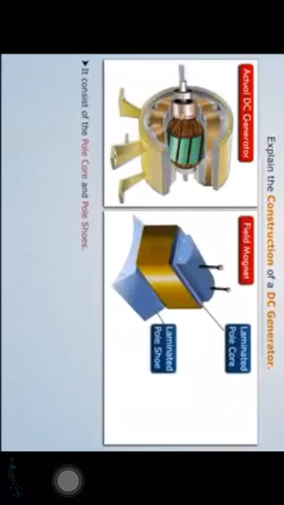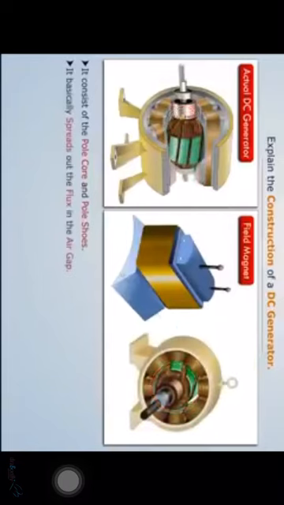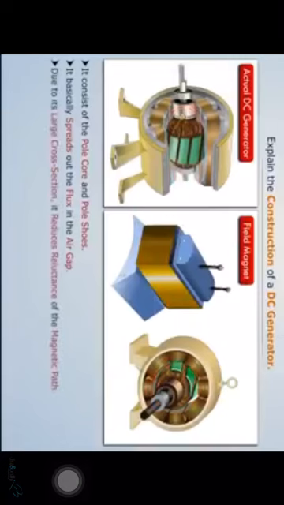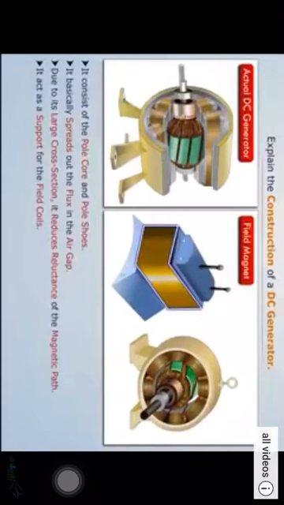Field magnet consists of the pole core and the pole shoes. It basically spreads out the flux in the air gap. Since it generally has a large cross section, it reduces reluctance of the magnetic path. It acts as a support for the field coils.